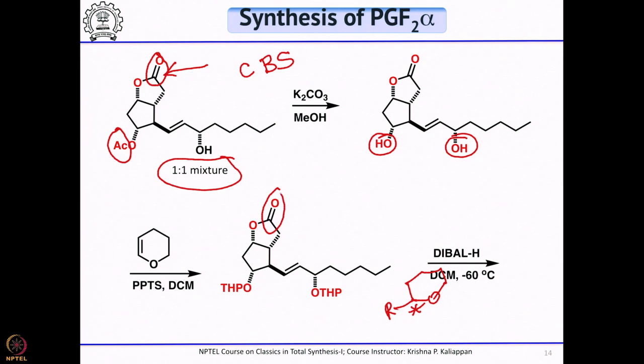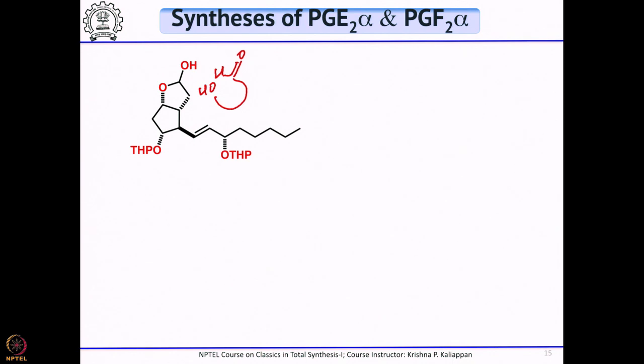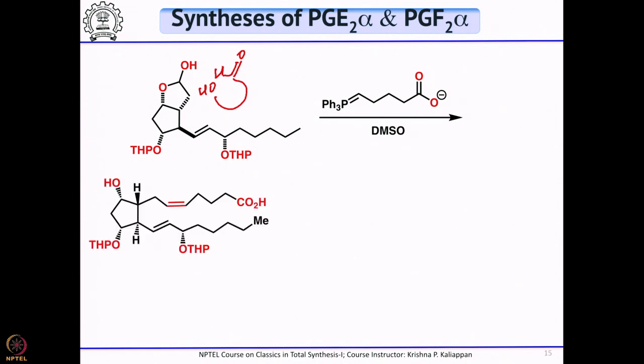next is to reduce the lactone to lactol. That was easy, to get the lactol. Lactol is nothing but an aldehyde and the hydroxyl group. Then you can do the Wittig. When you do the simple standard Wittig on this lactol, you get the corresponding cis alkene. So now you see, we have already introduced the trans double bond, and now we have successfully introduced the cis double bond.